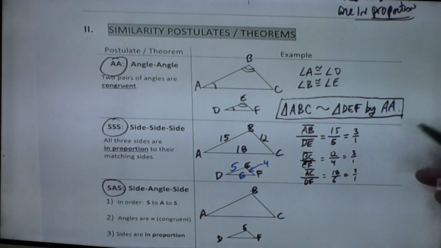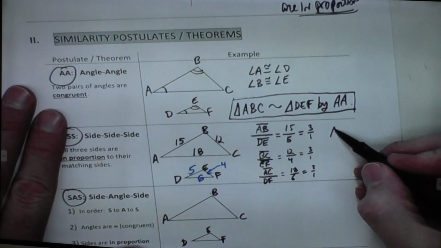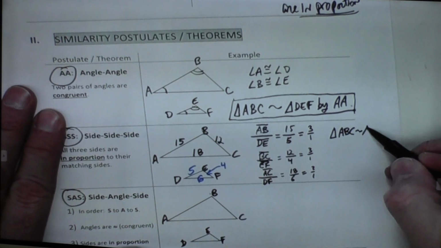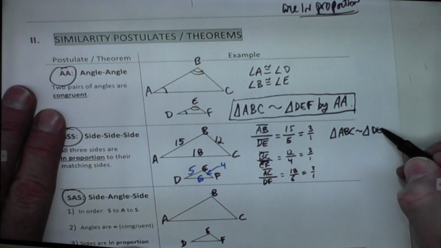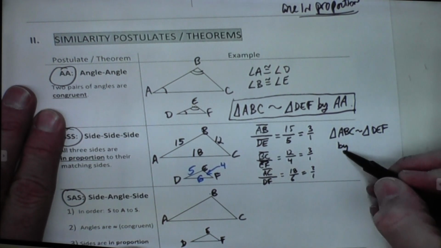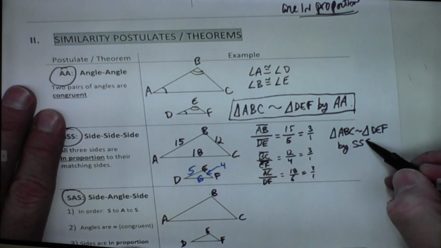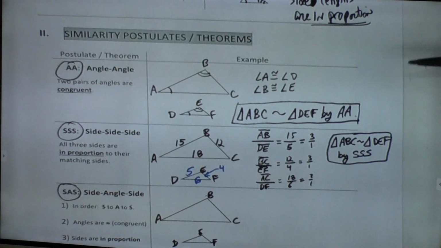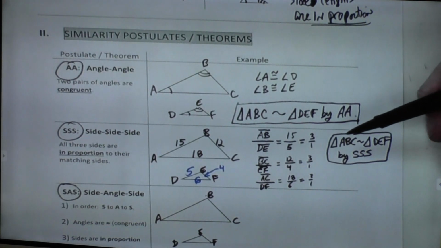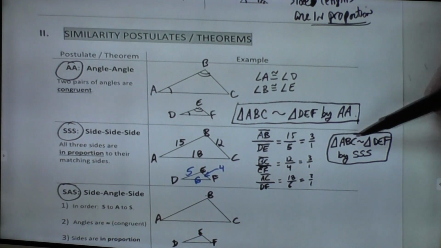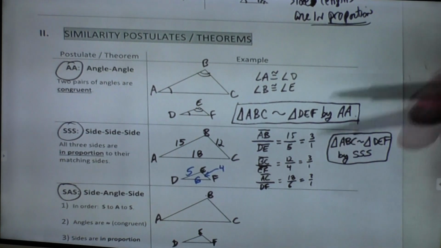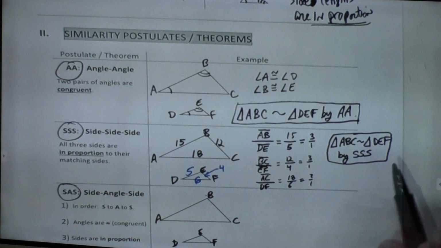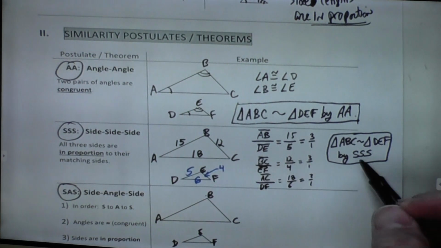So because they all have the same proportion, we can say triangle ABC is similar to triangle DEF by side, side, side. So I made sure I kept the A with the D, the B with the E, the C with the F. The next one I might change which order just to show you can. And I have to say by SSS. And this stuff proves that it's SSS.